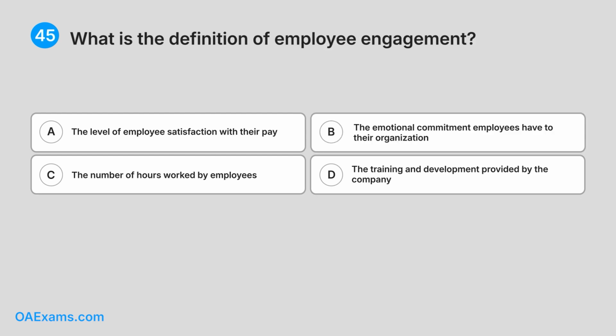45. What is the definition of employee engagement? A. The level of employee satisfaction with their pay. B. The emotional commitment employees have to their organization. C. The number of hours worked by employees. D. The training and development provided by the company. Can you guess the answer?